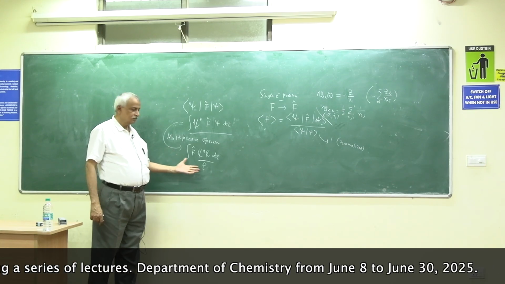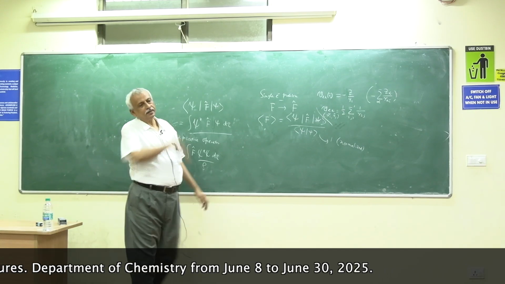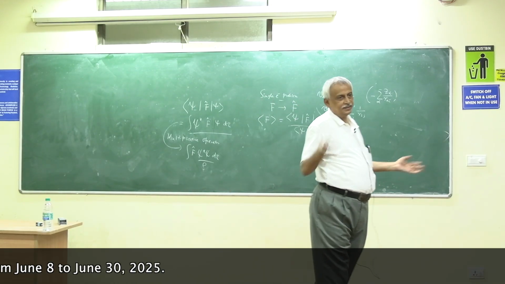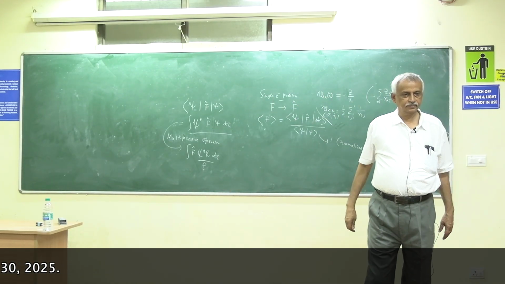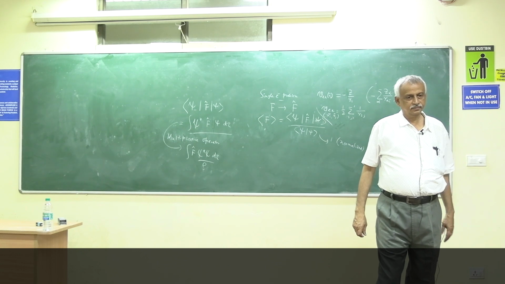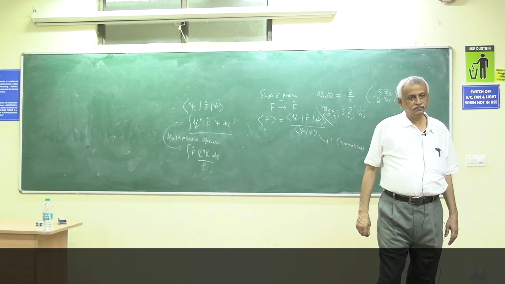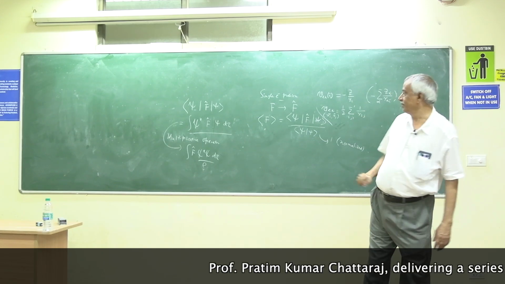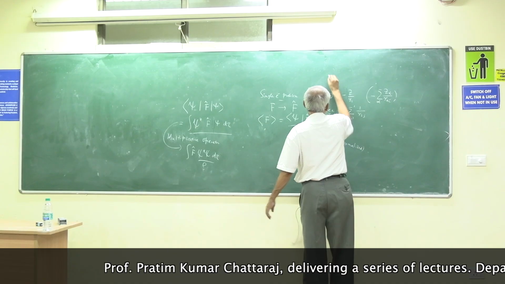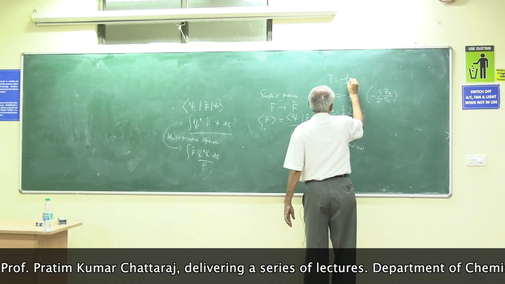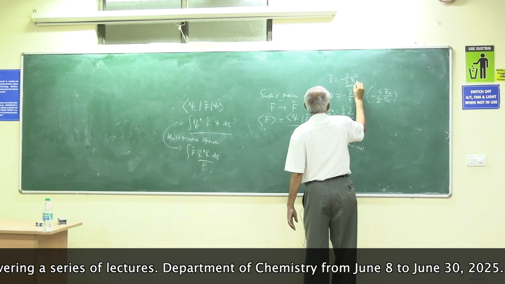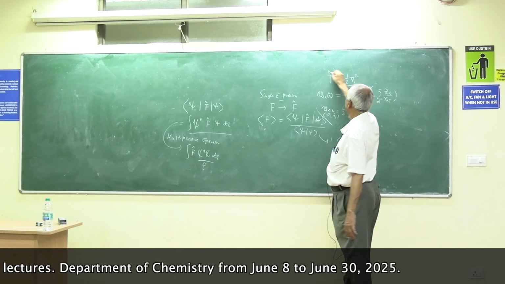So you can see this is pretty easy. Then you operate F on the rho. No trouble. That means you multiply with the density and then integrate. But what will you do with the kinetic energy operator? If I call the kinetic energy operator minus half del square, or del i square for the ith electron, this is your kinetic energy operator.